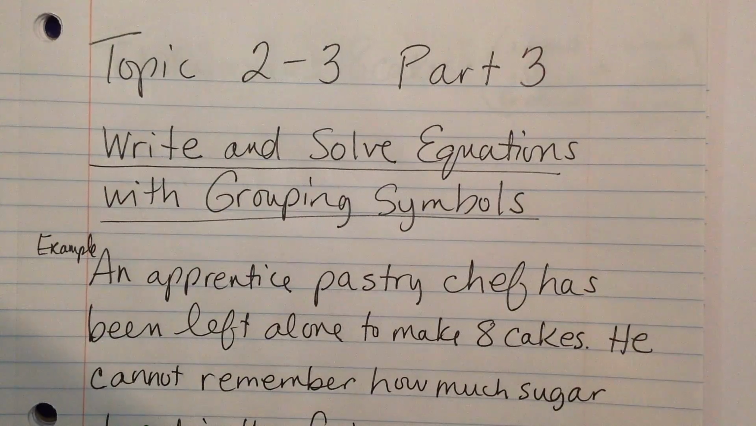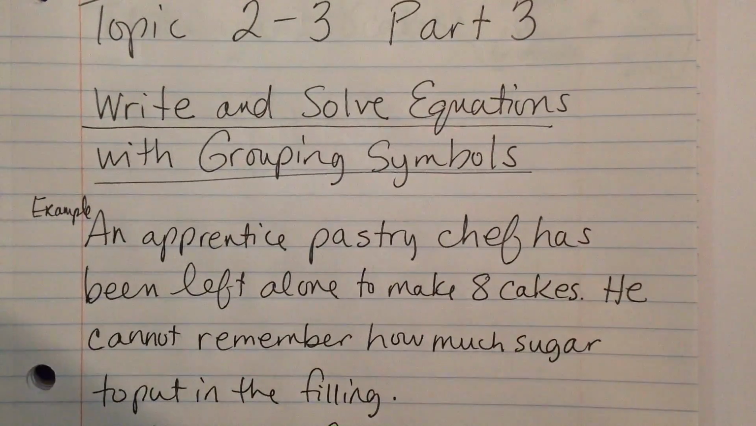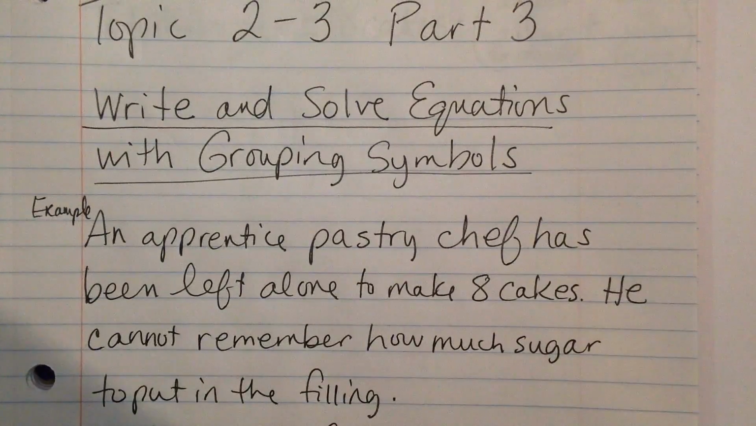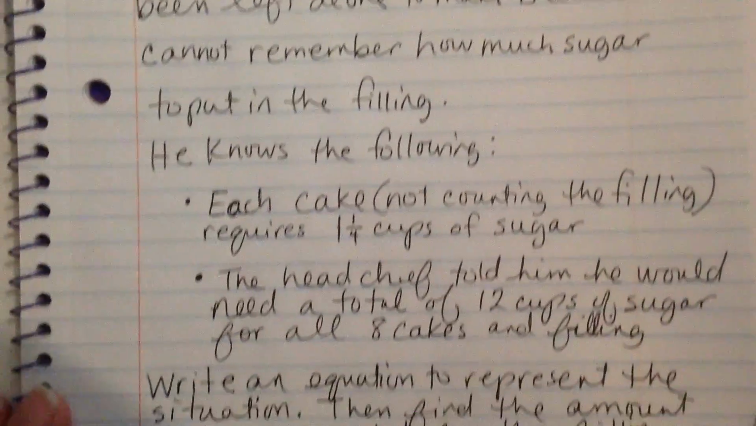Topic 2-3, Part 3. Writing and solving equations with grouping symbols. Let's look at this first example for Part 3. An apprentice pastry chef has been left alone to make 8 cakes. He cannot remember how much sugar to put in the filling. He knows the following.